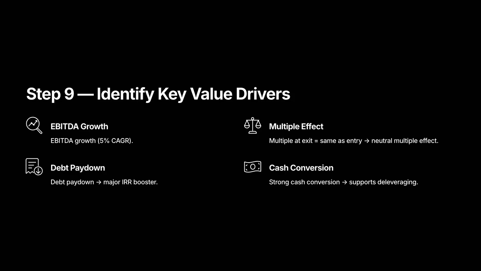Step 9. Identify key value drivers. Call out the drivers cleanly. EBITDA grows at 5%. That fuels value. The exit multiple stays the same, so no help there. Debt paydown is the biggest contributor to returns. Strong cash conversion supports the deleveraging story. That's exactly how a PE investor summarizes value creation.